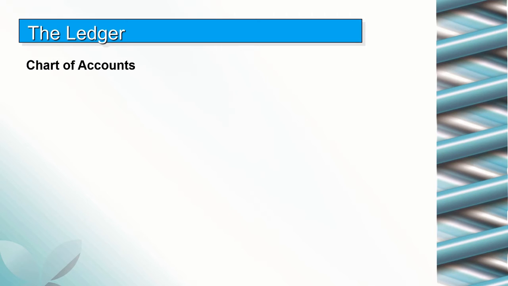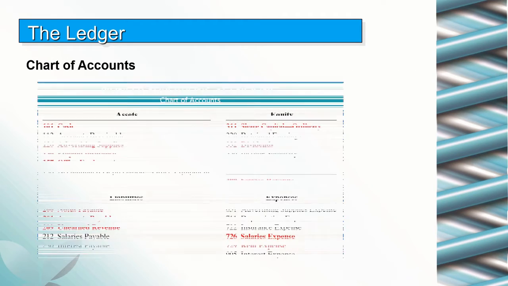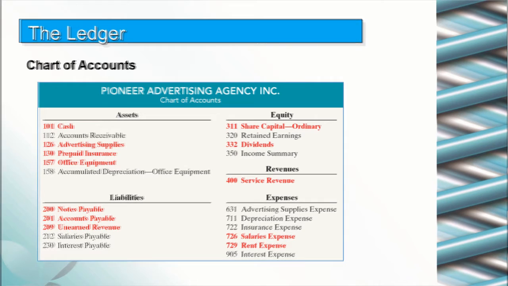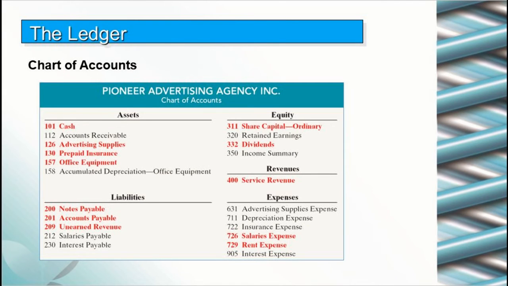Next is about the chart of accounts. The number and type of accounts differ for each company. The number of accounts depends on the amount of detail management desires. For example, the management of one company may want a single account for all types of utility expense. Another may keep separate expense accounts for each type of utility, such as gas, electricity, and water.